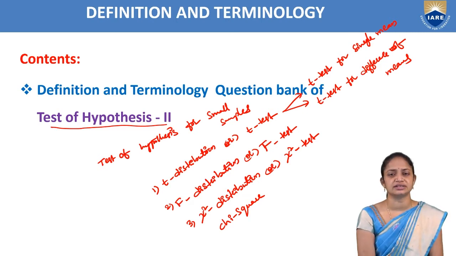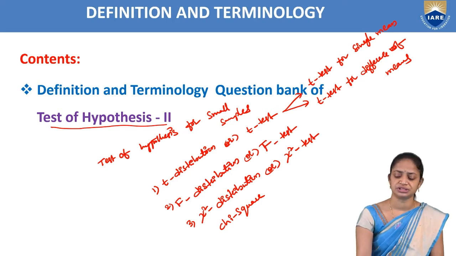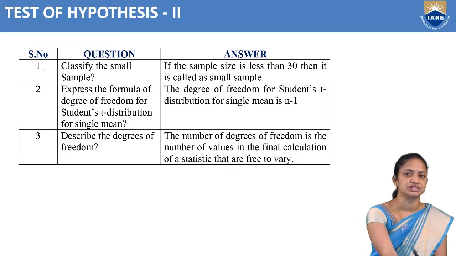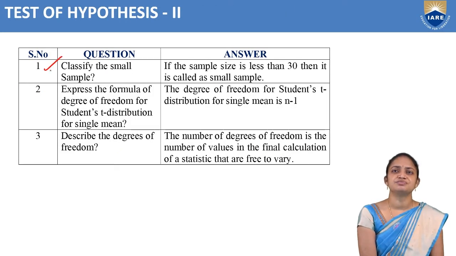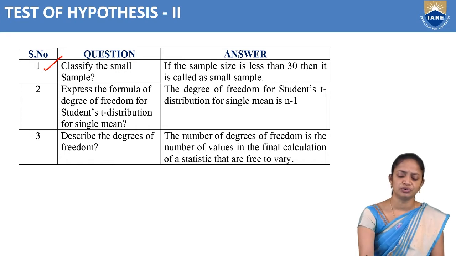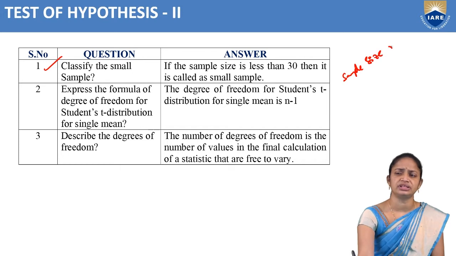Now we will discuss definition and terminology on test of hypothesis 2, that is test of hypothesis for small samples. First question: classify the small sample. If the sample size is less than 30, then we can say that it is a small sample. The sample size is denoted with n, so if n is less than 30, that is a small sample.